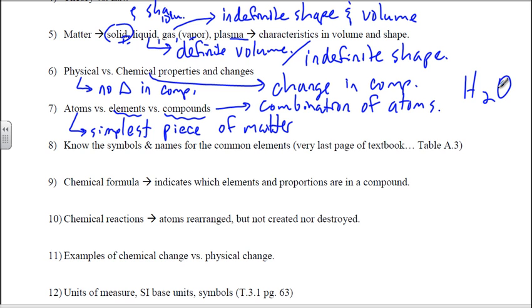So now number 8, it says know the symbols and names for common elements on the very last page of your textbook, table 8.3. And this is the one where I said there's going to be a lot of them there. I'm just going to turn to my textbook. If you got yours, you should probably turn there as well. You just open up the back cover and it's right there.